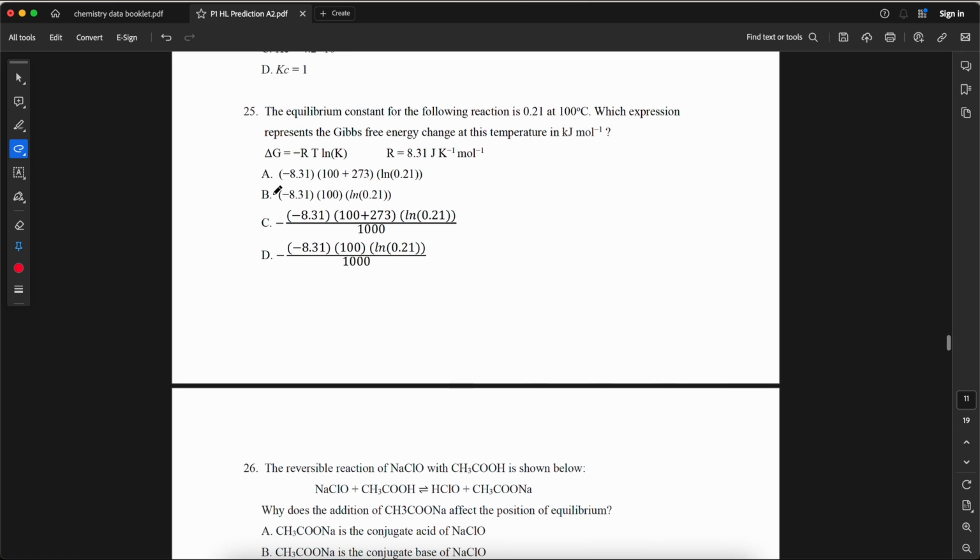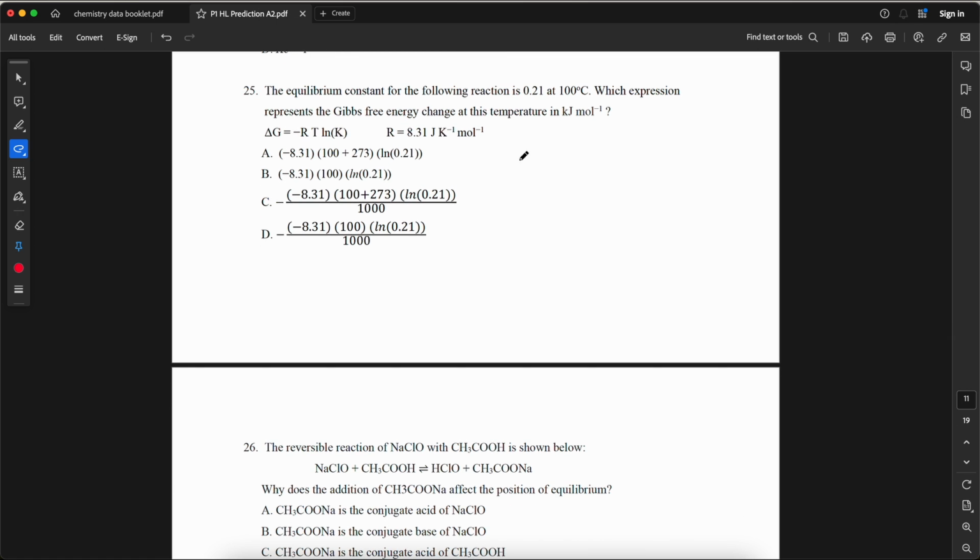The equilibrium constant for the following reaction is 0.21 at 100 degrees Celsius. Which expression represents the Gibbs free energy change at this temperature in kJ per mole? So ΔG is negative RT ln K. So negative 8.31 J per K mol times (100 + 273), so that will be in Kelvin, times ln 0.21. And it should be in kilojoules, so we need to divide it by 1000.